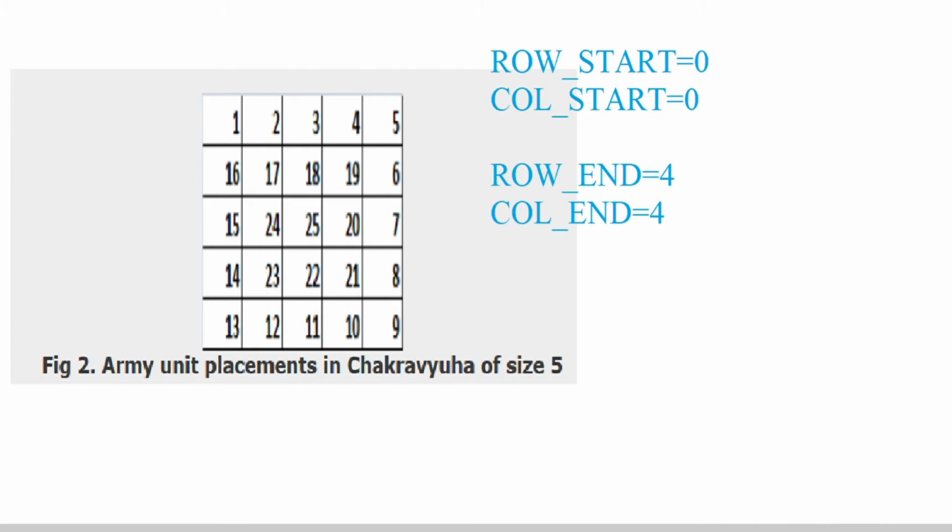So what will be the index of this point? It will be 0 comma 0, that will be the index of this point. So my row starts from 0 and my column starts from 0. And what will be the farthest point? It will be 4 comma 4, so my row ends at 4 and my column also ends at 4, because this is a square.